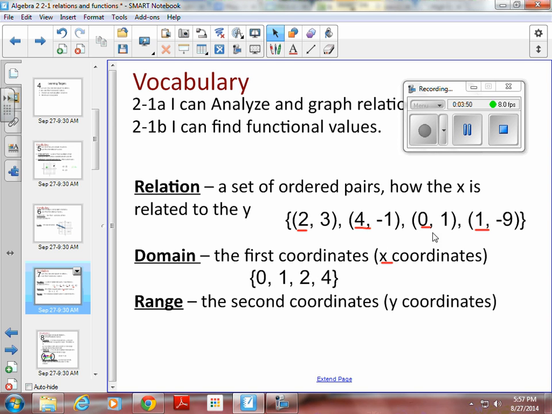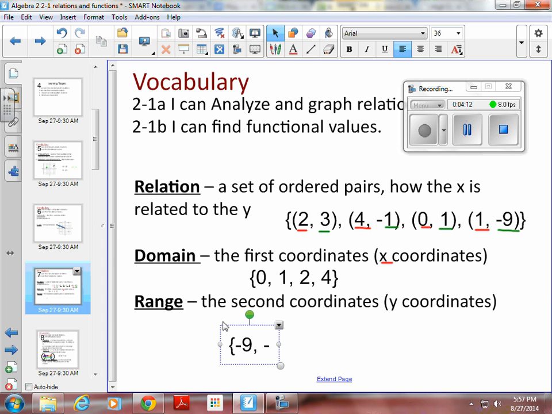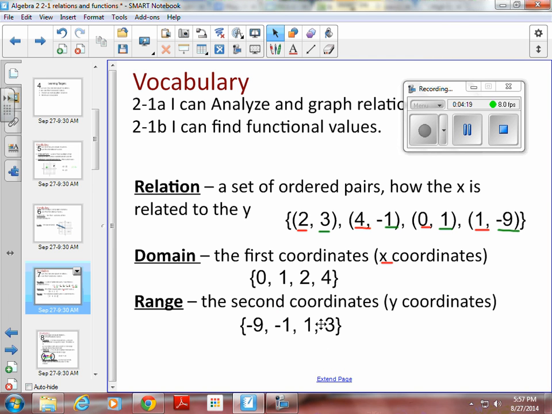It's the x coordinates. And the range is the set of y coordinates. So if I grab a different color here, the y coordinates are 3, 1, -1, -9. And I can do the same thing. Again, I would want to put them in order from least to greatest. So the smallest one of those green numbers is -9. Then the next smaller is -1. The next is 1, and finally 3. So that is how you would write the range, which is all of the y's. Okay, range is all the y's.